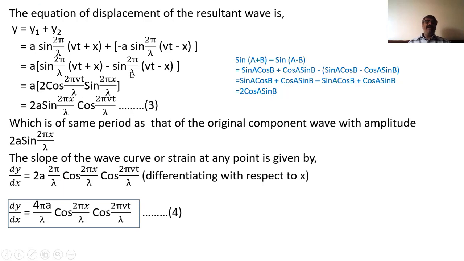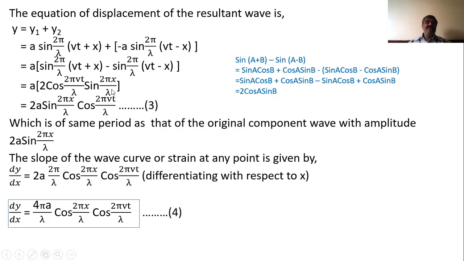Now what is A here? A here is 2 pi vt by lambda, and what is B here? That is 2 pi x by lambda. Now if we put these in, we find that it is 2 pi vt by lambda for the cosine, and 2 pi x by lambda for the sine.